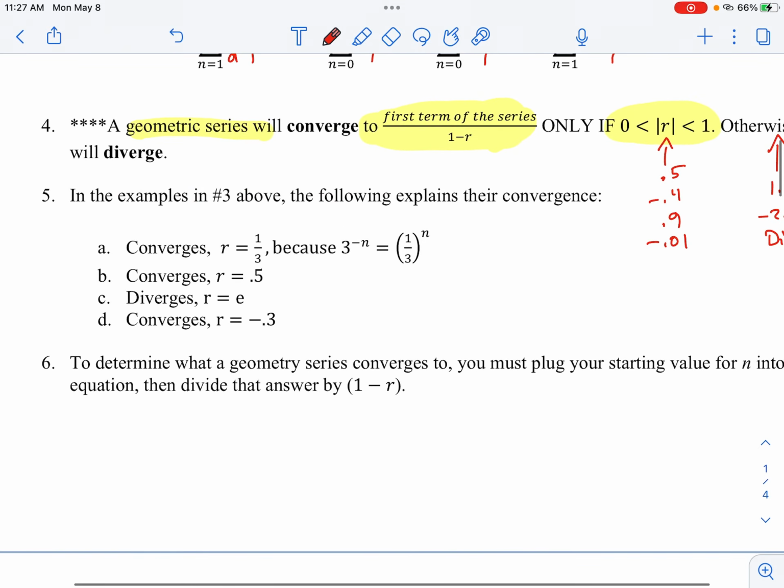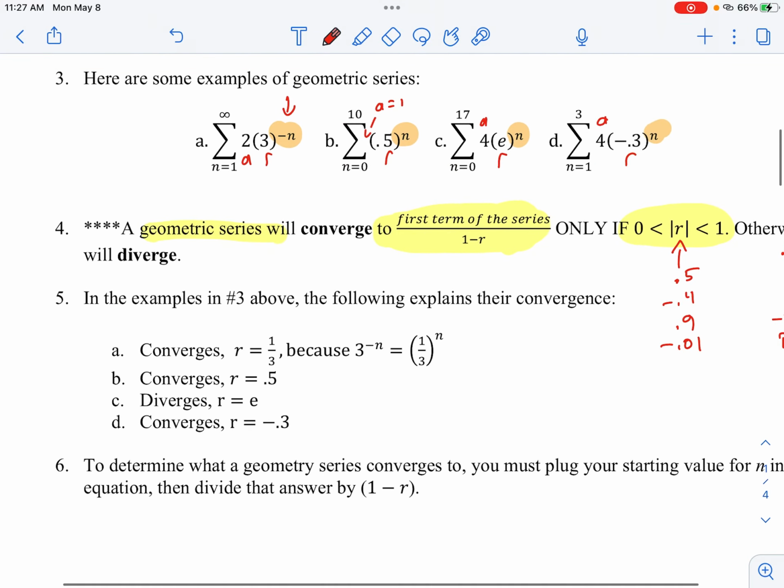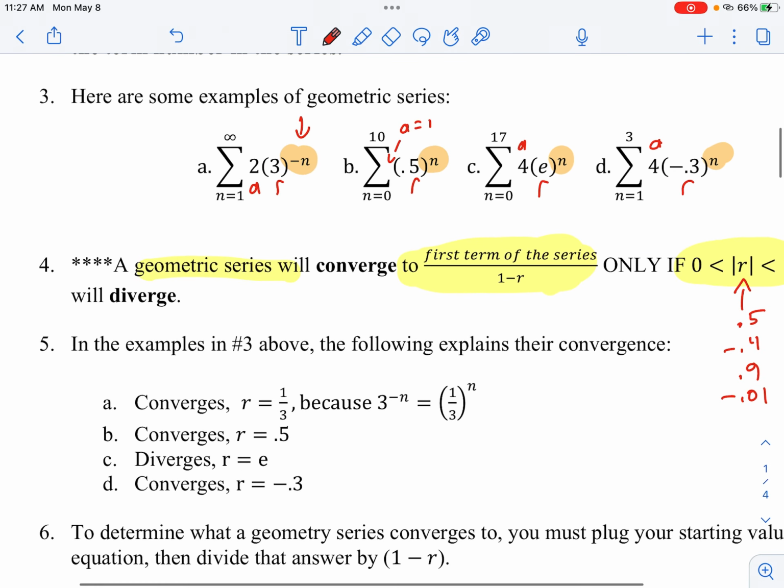Now, let's look at number 5. So back up to our examples. Here we go. Letter A converges. Why? Because R is 1/3. And you're like, no, it's not. R is 3. Well, R is actually not 3, because 3 to the negative n becomes 1 over 3 to the n, which becomes 1/3 to the nth.